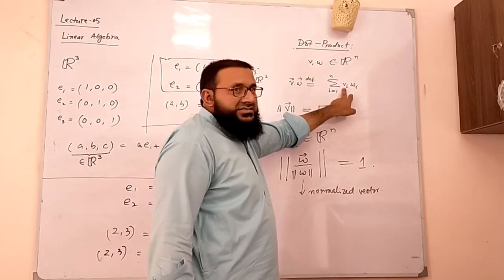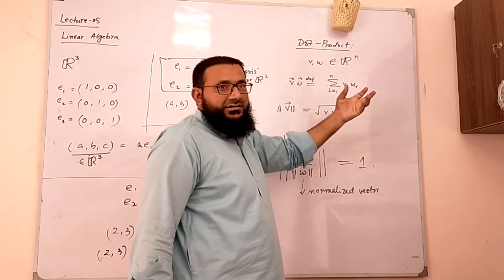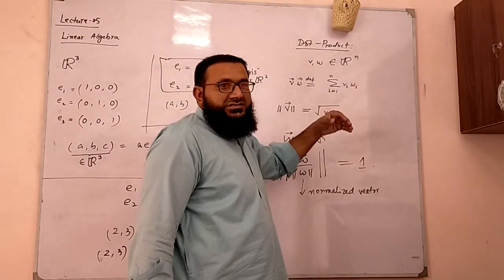Because Vi is a number, Wi is a number. You multiply two numbers, you get a number, and you add all these quantities, you still get a number.